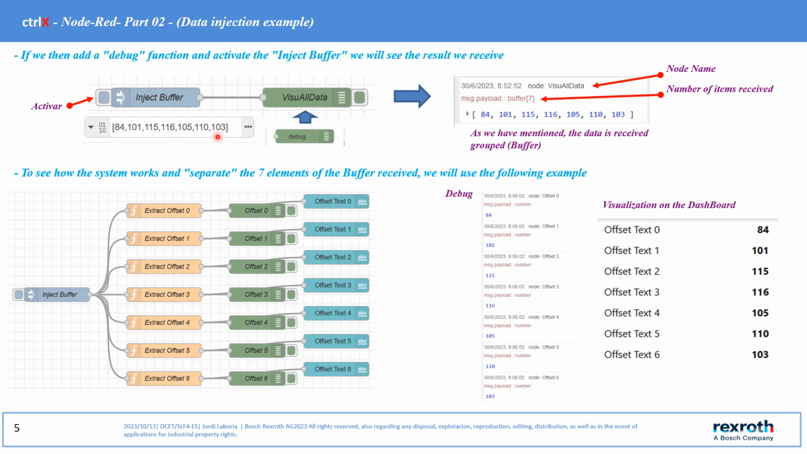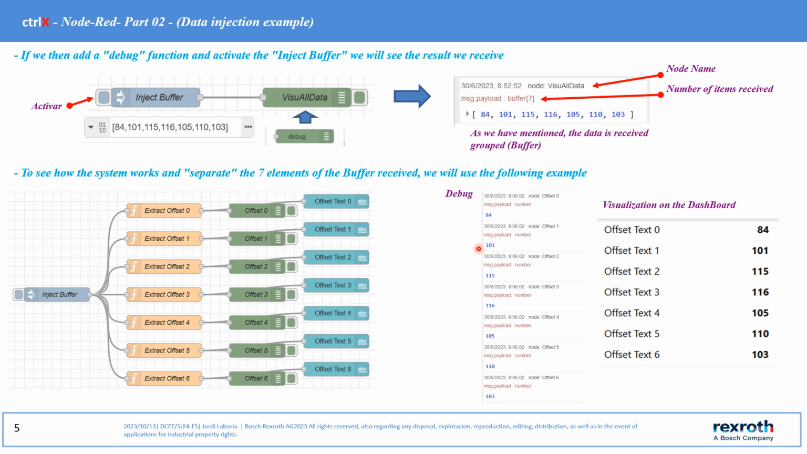To make the example relatively simpler, the first thing will be to place a debug function and observe the result shown after injecting the values. As you can see, the debug tells us that a buffer of 7 elements has been generated and that these appear one after the other and therefore grouped. This in general, depending on the case, is fine, but most of the time the data received or sent must be treated individually.